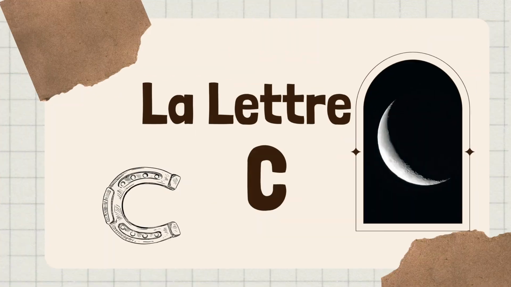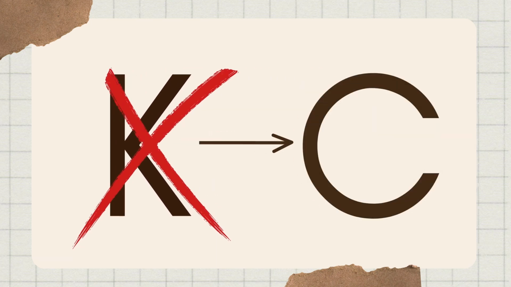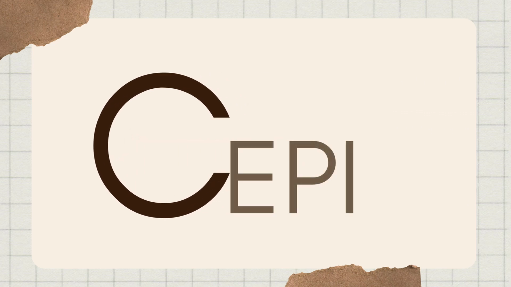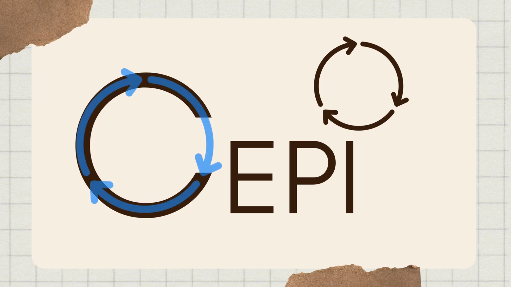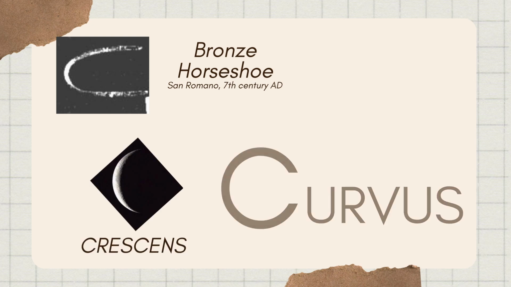The letter C. The Latins eliminated the letter K from their writing system and replaced it with the letter C. The letter C existed in Crete, notably alongside the letter pi, to express the sound P, as in peri, a prefix for perimeter, meaning around, which might explain its rounded shape. In Latin, its curved form, reminiscent of a horseshoe or the moon crescent, crescens, allows this letter to be associated with the word curvus, which simply means curved or bent.